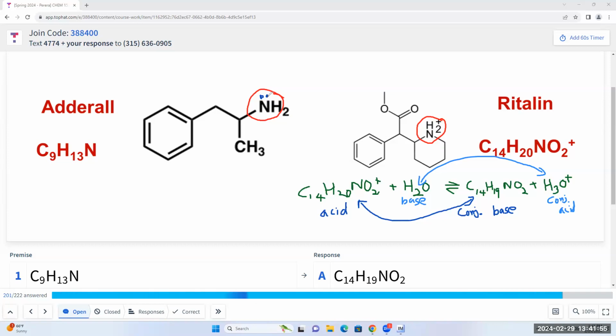Brianna, go ahead. So in this, since the nitrogen doesn't have a lone pair to donate, does Ritalin still act as a base? No, it is acting as an acid. I wrote it as an acid. The only thing it can do is donate that proton. That's why I call this an acid. This is acting as a weak acid. Okay, thank you.